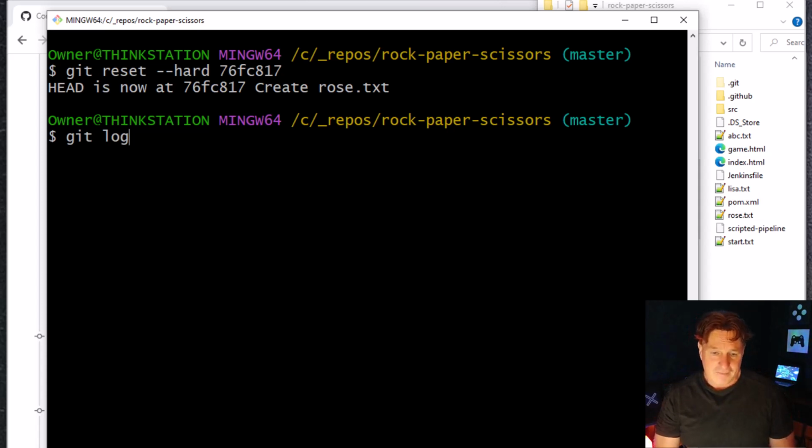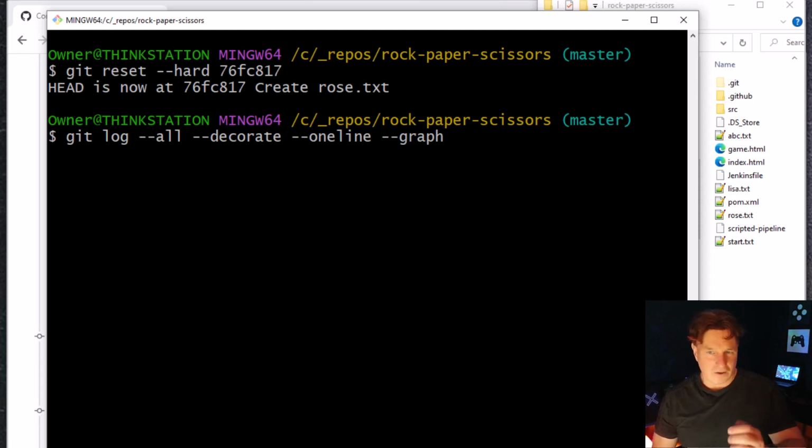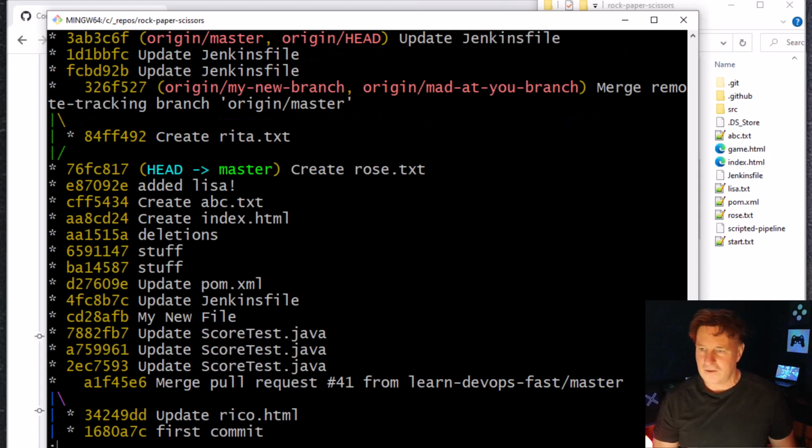I could do a git log. You ever log a dog? This is called git log a dog. I'll decorate one line graph, a dog, and it'll give you a nice little graph display of your commit history.